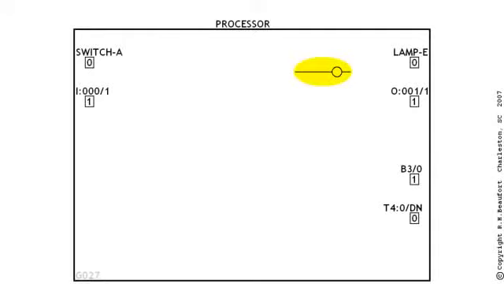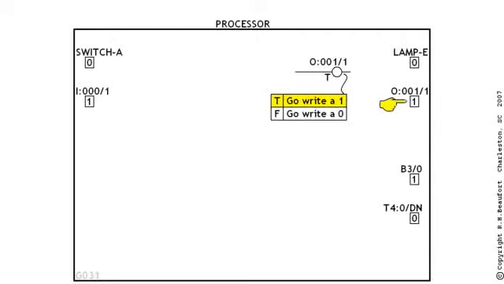Let's work another. When the processor comes across this OTE instruction in the program, the address tells him that he's going to be working with the bit named O:001/1. We've got true logic coming in, and the rule says that the processor has to go write a 1. Now before we go any further, let's take a quick look in the bit ourselves and notice that there's already a 1 stored in that box.